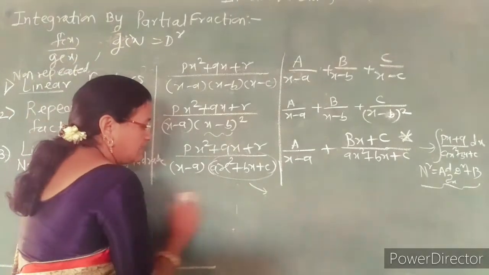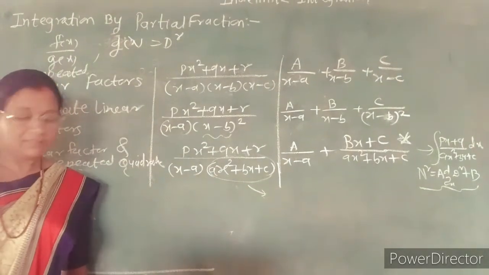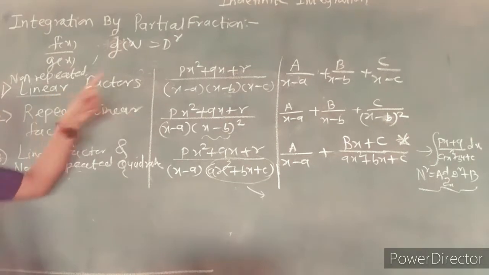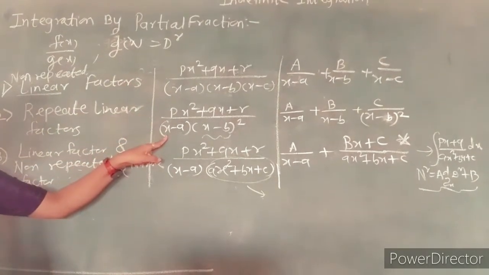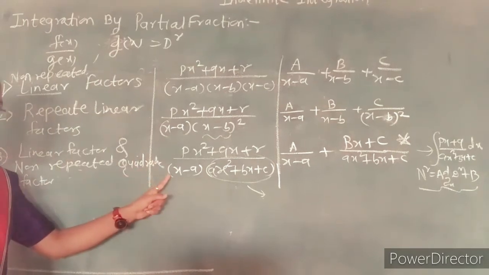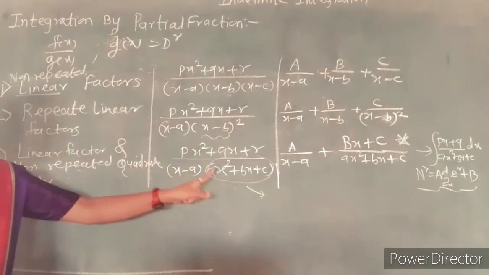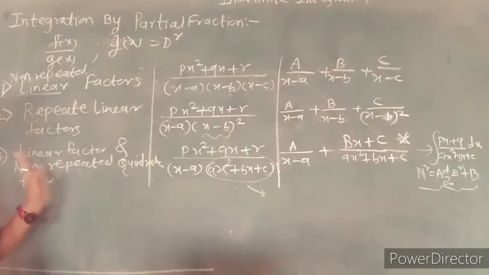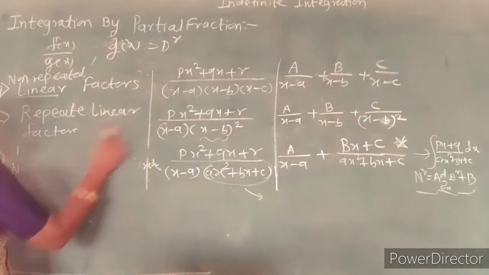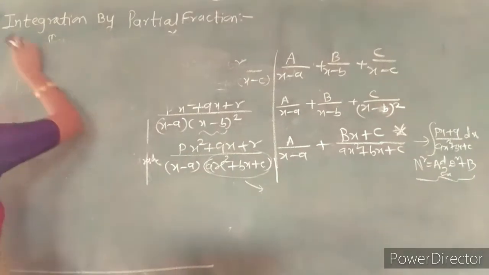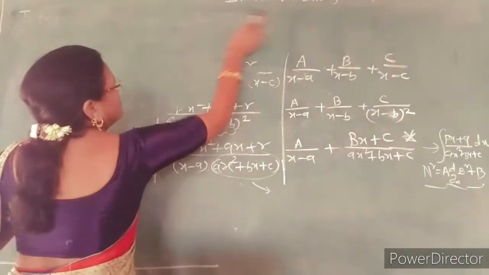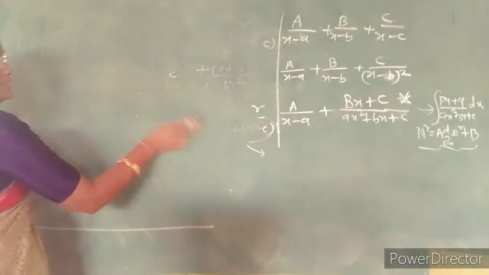So you can consider the denominator containing a product of non-repeated linear factors, a product of repeated linear factors, and a product of linear factors with quadratic factors. By using this, we solve the examples on the topic of integration by partial fractions. There is only one exercise on this topic.